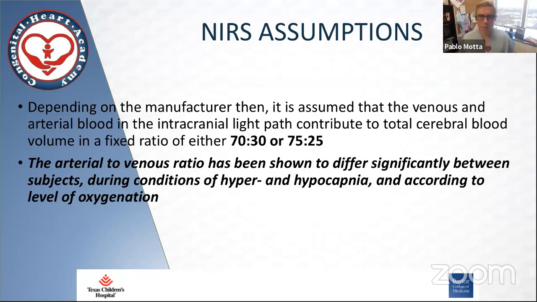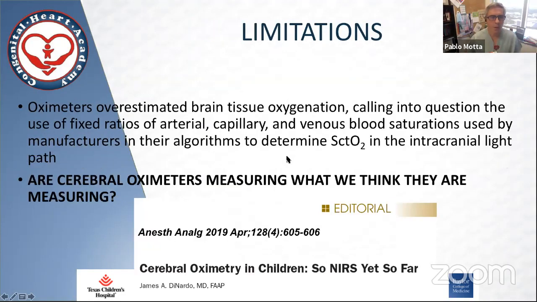What's being shown in the literature is that that's not fixed. As you all know, the brain is very reactive to CO2. So in situations of hyper- or hypocapnia, the content will vary in terms of the arterial and the venous. So that could be a problem if you were basing your interpretation on this 70-30 assumption.